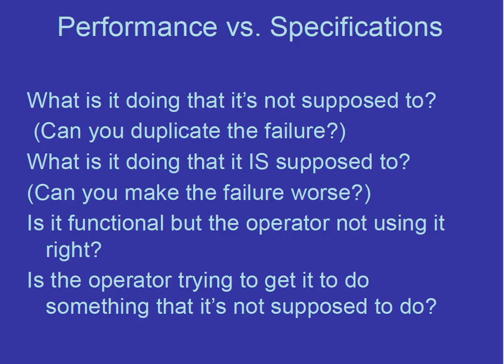Okay, so next is performance versus specifications. So in this, you need to know the answers to these questions. Let's read it here. What is it doing that it's not supposed to do? Can you duplicate the failure? What is it doing that it is supposed to do? Can you make the failure worse? Is it functional but the operator not using it right? Is the operator trying to get it to do something that it's not supposed to do?